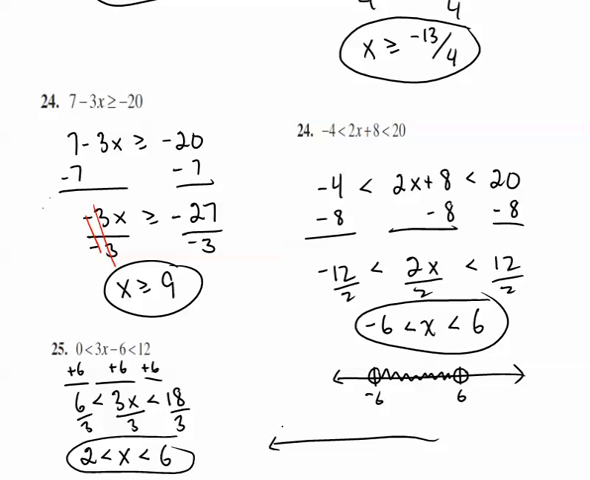Again, if we were to graph that, we'd have an open circle at 2, an open circle at 6, and shade everything in between there. All right, so that does it for this practice test as well, and we're finished.